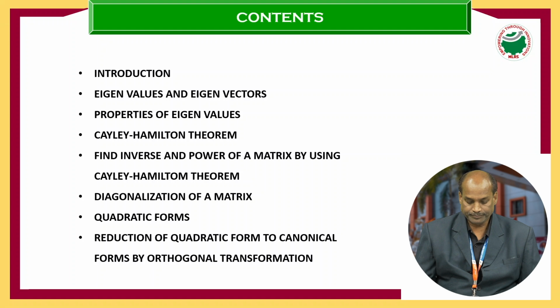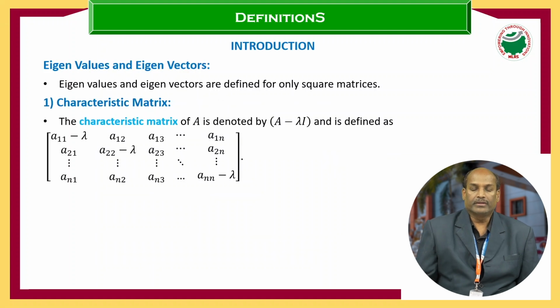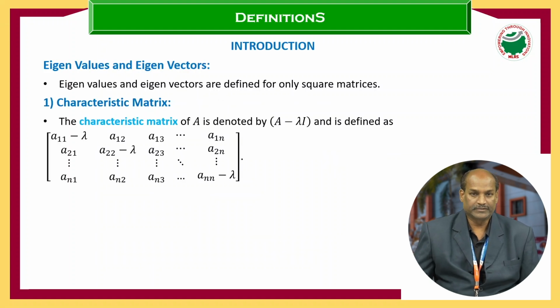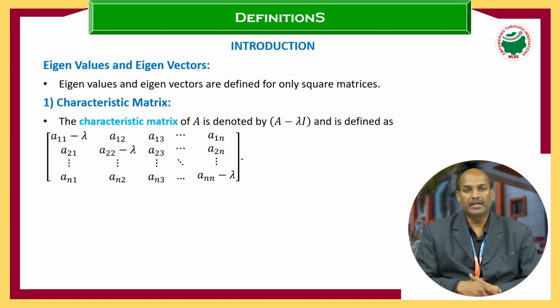So now we talk about the eigenvalues and eigenvectors. It is one of the important chapters in the matrices section. Actually, these eigenvalues and eigenvectors are defined for square matrices only. We cannot find the eigenvalues and eigenvectors of non-square matrices. So before discussing the eigenvalues and eigenvectors and how to find them for the given square matrix, we need some important definitions.